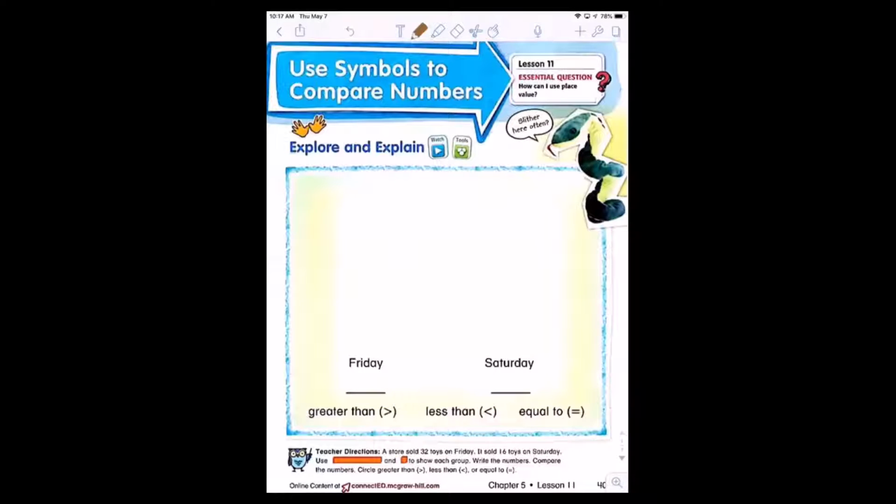Toys on Friday. Okay, so I write 32 on Friday, but I'm also going to show it with the model. How many groups of 10 do I have in 32? 1, 2, 3. How many ones? 1, 2.